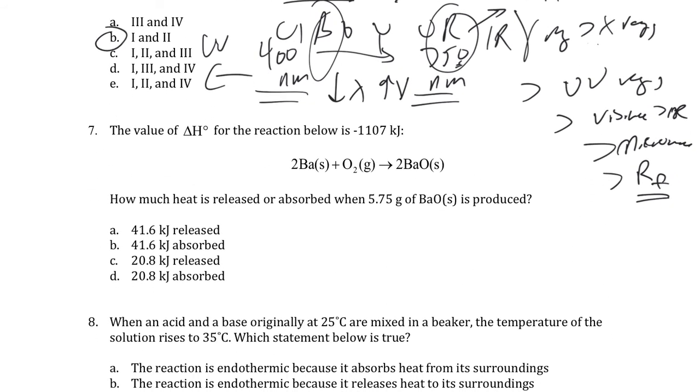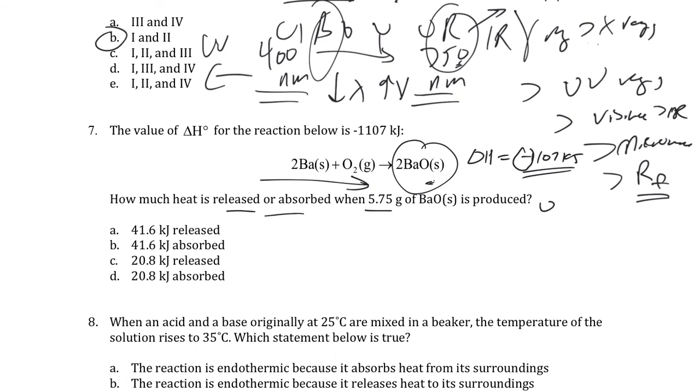So what is the delta H for the reaction? The value of delta H for the below reaction is minus 1107 kJ. How much heat is released or absorbed when 5.75 grams of barium oxide is produced? We're producing product, so the reaction is going forward to make product. The delta H is negative, implying the reaction is exothermic. The reaction gives off heat, so heat should be released by this reaction, not absorbed.